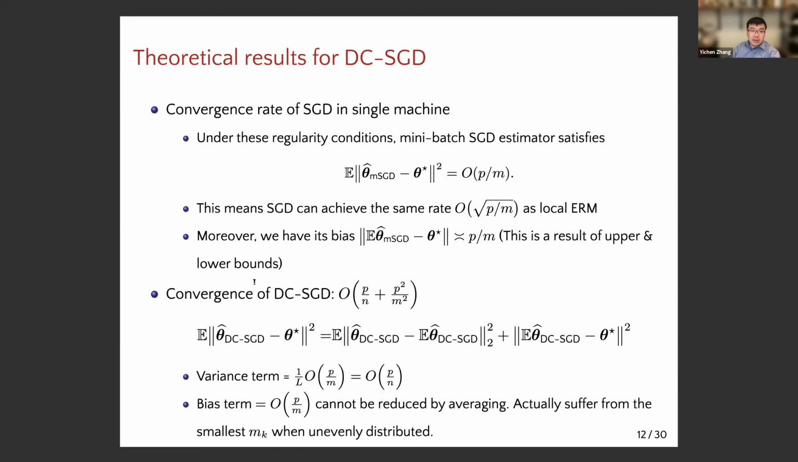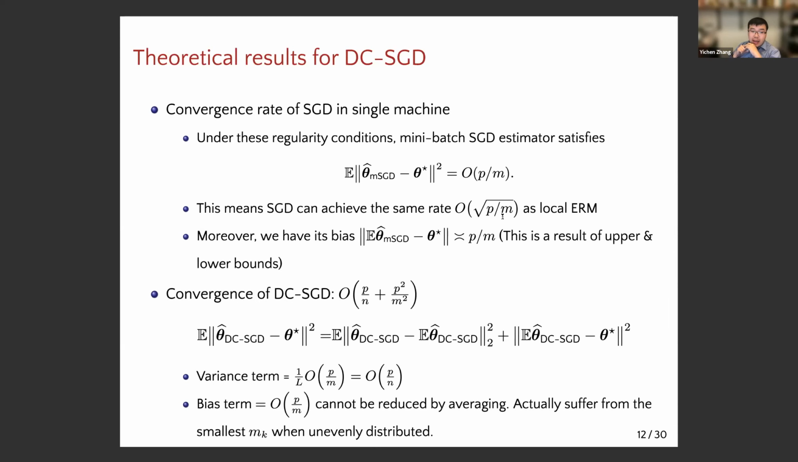So let's get into our first result, the theoretical result for the DC SGD. Under some regularity conditions, we would see that the mini-batch SGD, this is the result on a local machine, would have an error rate of square root of P over N. We also evaluated its bias. We can see that its bias is at the order of P over N.